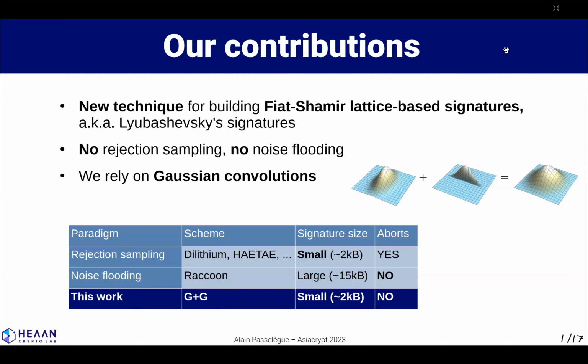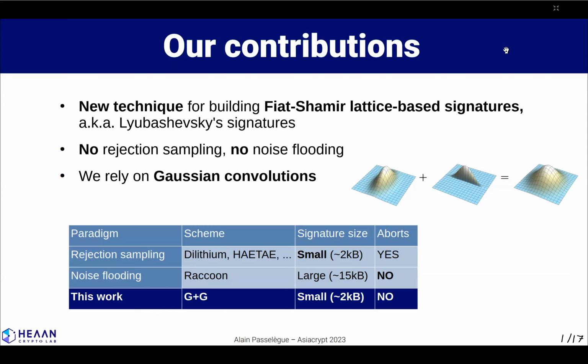The first technique is rejection sampling, which is used, for instance, by Elliptic-Curve. It's a good technique that relies on aborting the signature protocol many times until we get some distribution that is independent of the key, and then we get small signatures. Then we have another technique that avoids aborts, which is noise splitting. This is, for instance, used recently by Asiacrypt, but then the cost is that the signature is much larger.